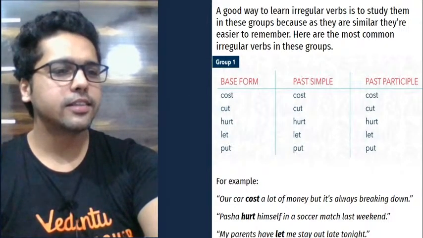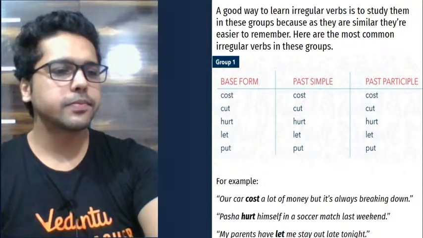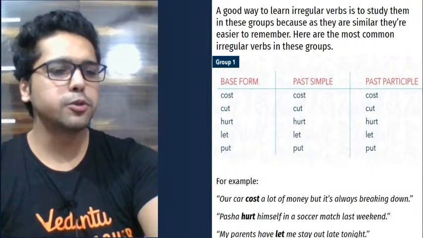Take a screenshot of this. Take a screenshot of this one. This is the first group, guys. First group of irregular verbs.